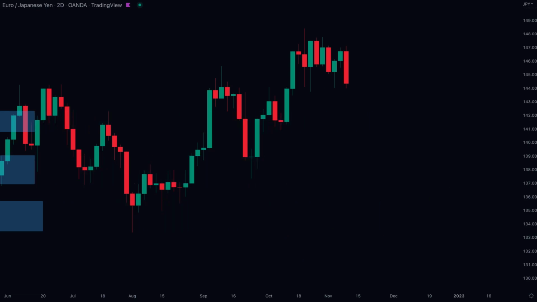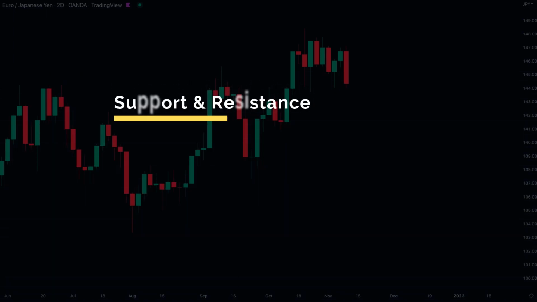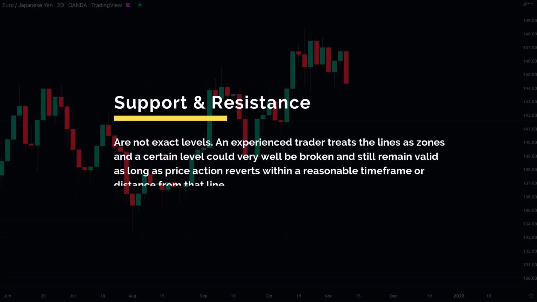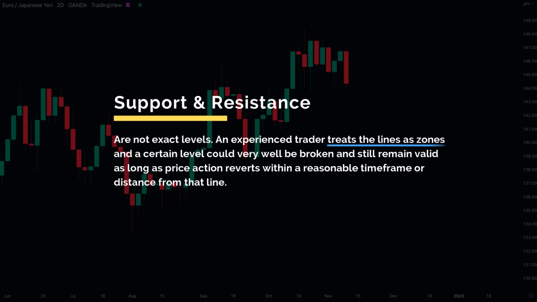But it's important to remember, support and resistance are not exact levels. An experienced trader treats the lines as zones, and a certain level could very well be broken and still remain valid, as long as price action reverts within a reasonable time frame or distance from that line.